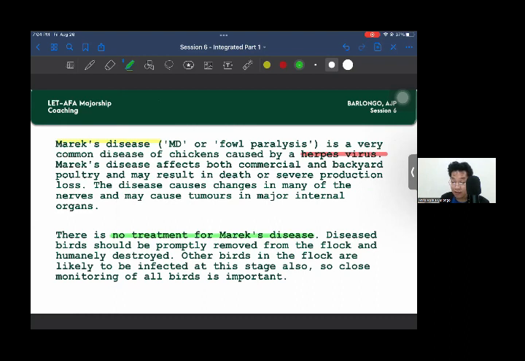So, ang sabi dito, deceased birds should be promptly removed from the flock and humanely destroyed. So, other birds in the flock are likely to be infected at this stage. So, close monitoring of all birds is important. So, that is the disadvantage of having a virus.